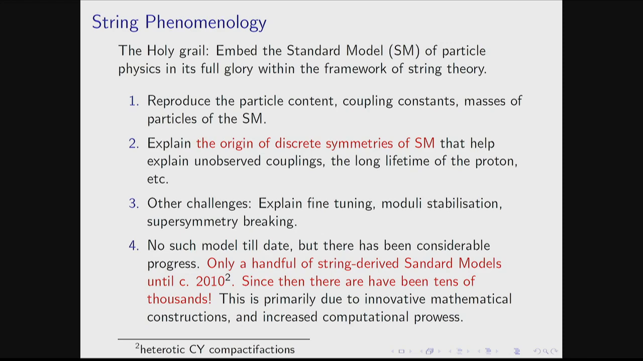So I am interested in a very particular sector of string theory called Calabi-Yau compactifications of the heterotic string. And until around 2010, I think there were around 4 string-derived standard models with semi-realistic spectrum. But since then, there have been tens of thousands. So we have a lot of data now. And this is primarily due to some innovative mathematical constructions. You heard from the previous talk that there are these line bundle constructions on Calabi-Yaus. And this also has to do with increased computational prowess.